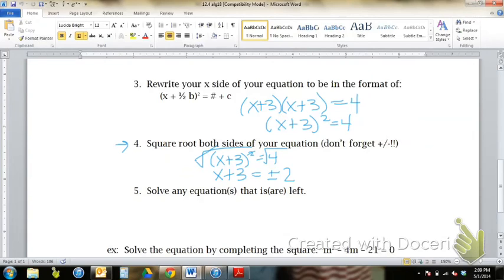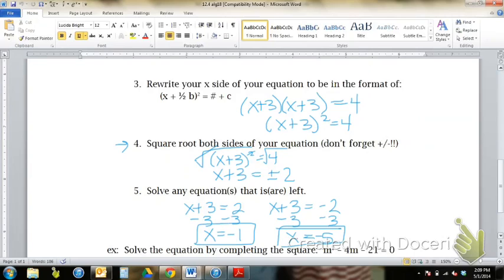And now solve any equation or equations that are left. So I'm actually going to have two equations. X plus 3 equals the positive 2, and x plus 3 equals the negative 2. Now I just solve them. So I get x equals negative 5. That's one answer. And, oh, that doesn't equal negative 5. What am I saying? That equals negative 1. But this one equals negative 5. And so those are my two answers.